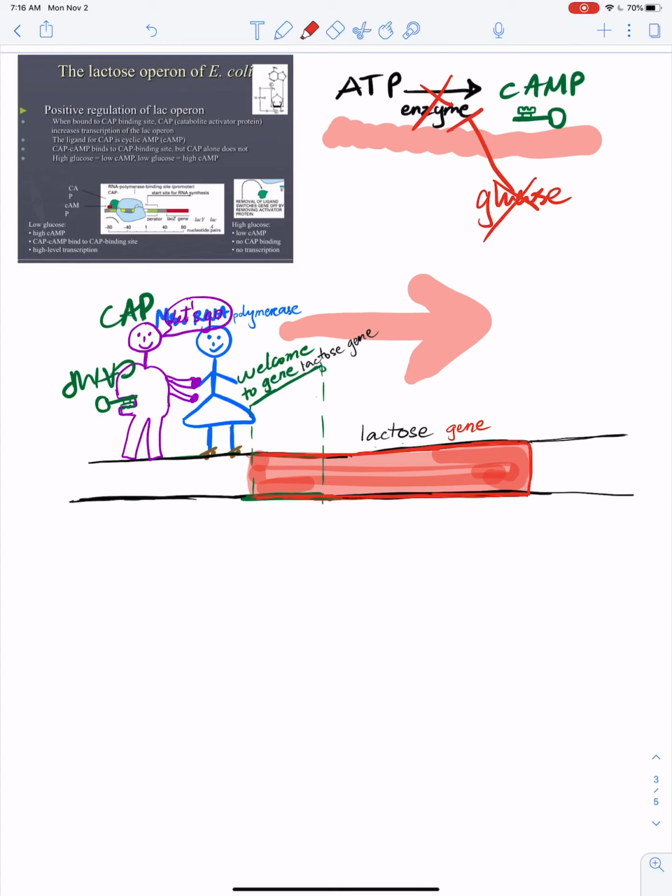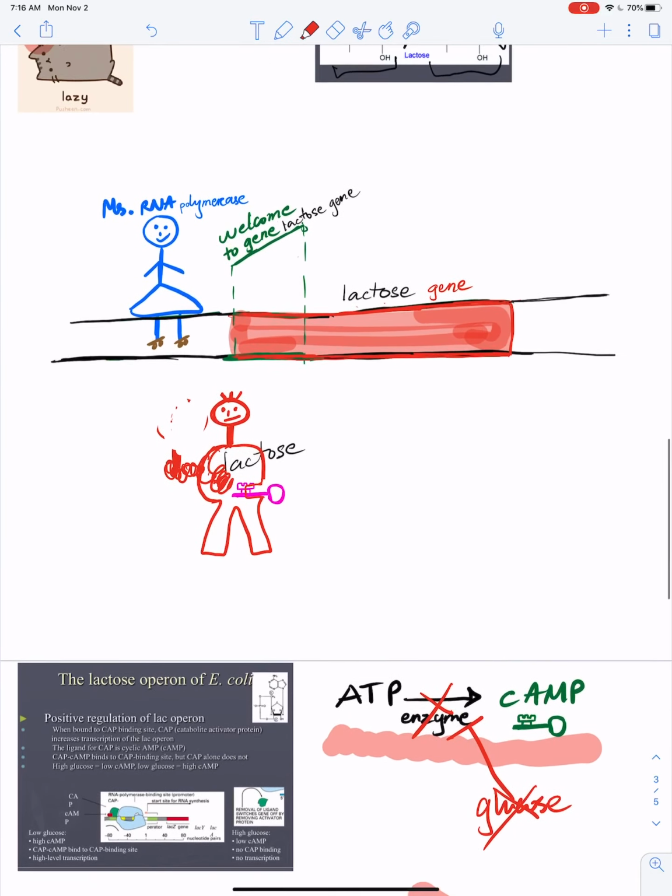That's how the lactose operon's positive and negative regulations, and also the tryptophan operon, work.